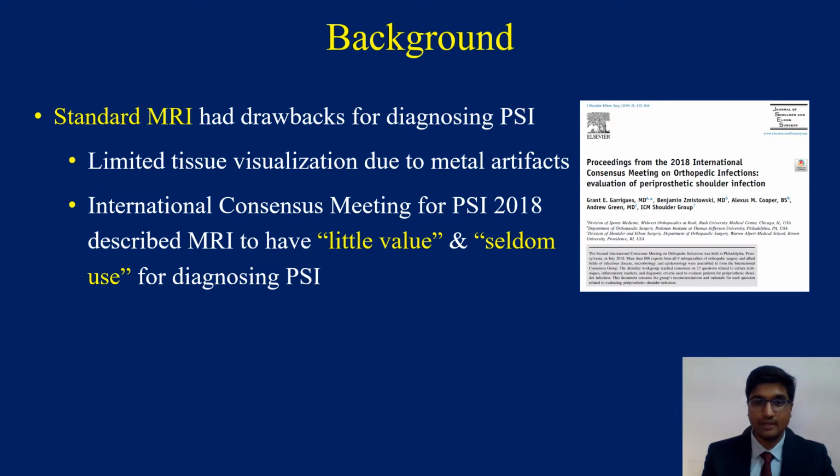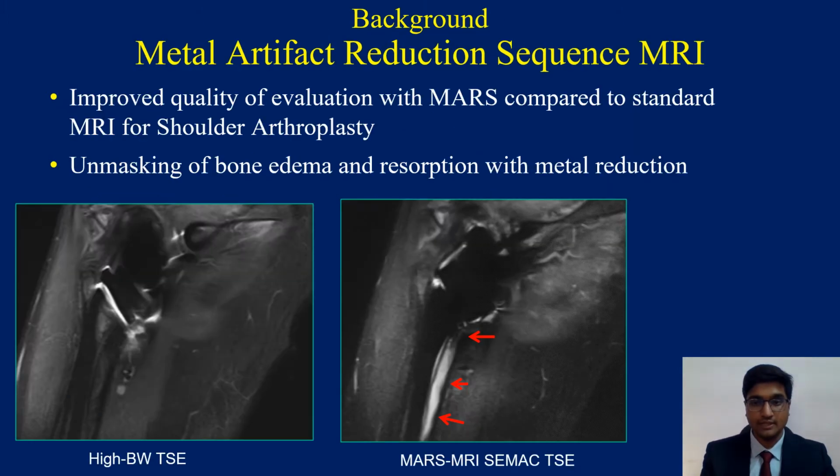Standard MRIs have drawbacks because of limited tissue visualization, and the ICM 2018 meeting notes have described it as of little value and seldom used for diagnosis of PSI. Instead of a standard MRI, use of metal artifact reduction sequence (MARS) MRI gives improved quality of evaluation compared to standard MRI. It leads to unmasking of bone edema and resorption, the signs which could be suggestive of PSI, as can be seen on the right side.